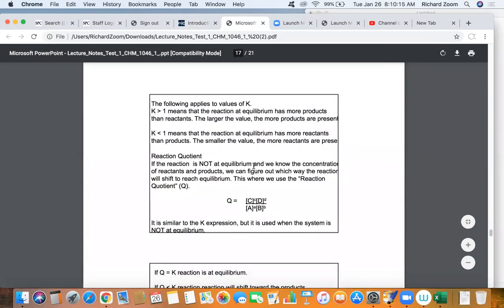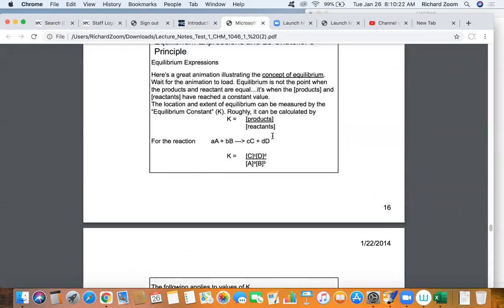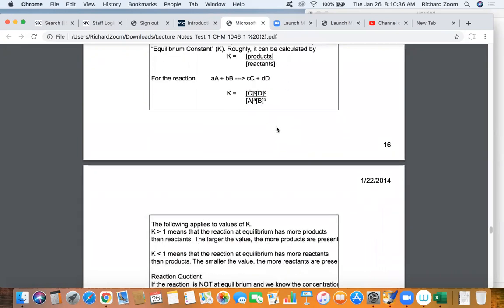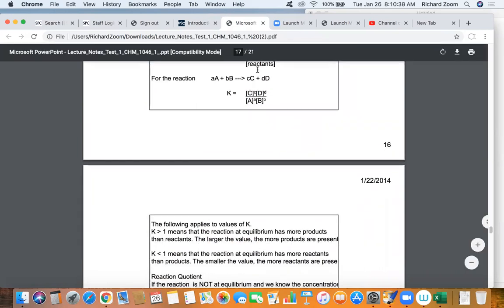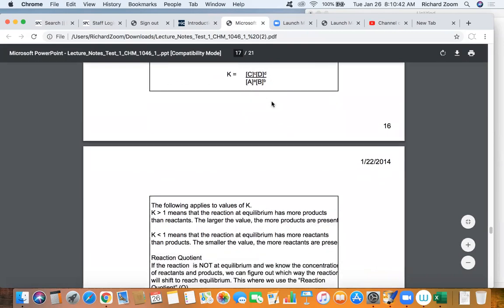So here's what we know about K. If K is greater than 1, it means that there's more products than reactants at equilibrium. That's all it means. So we've got the products on top, we've got the reactants on the bottom. If K is greater than 1, it means the top value must be greater than the bottom value. If K is less than 1, the reverse is true. It means that there's more reactants than products.